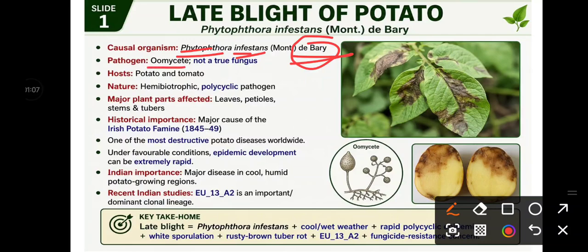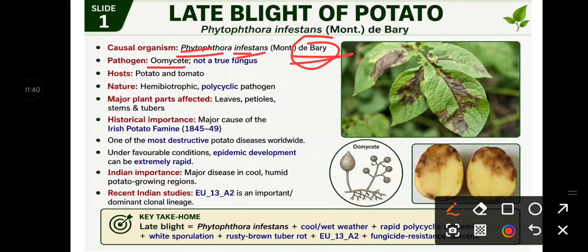This is not a true fungus. This is an Oomycete. I think you know that Oomycetes lack a chitin cell wall. The Oomycetes contain cellulose or beta glucan in the cell wall. This is a key differentiation between the Oomycetes and true fungi, where true fungi contain chitin in the cell wall. Other differences are also there. We will discuss this in the fungal classification part.